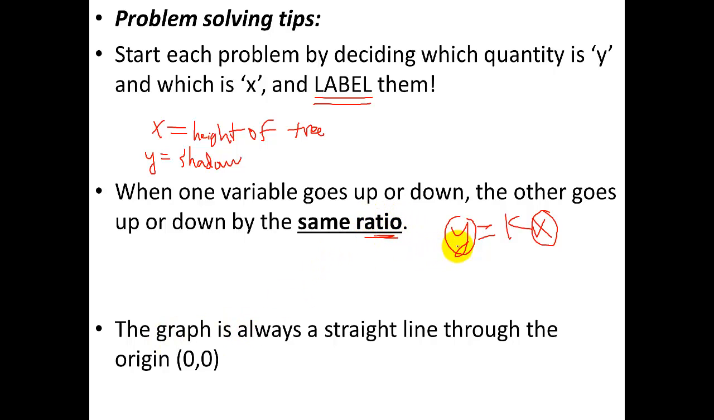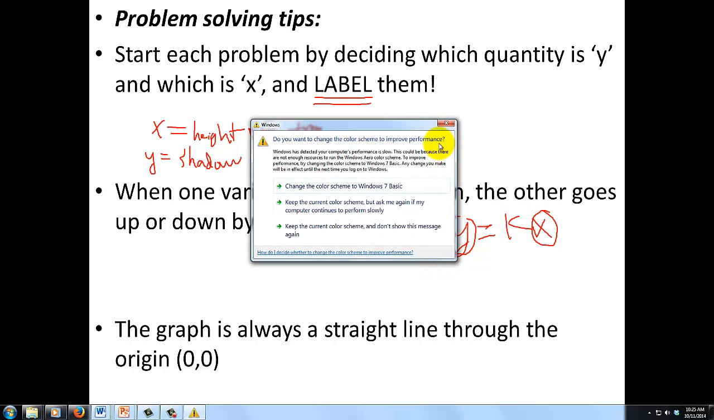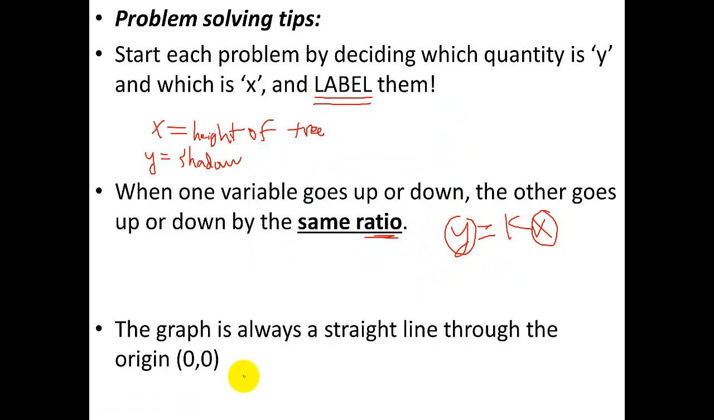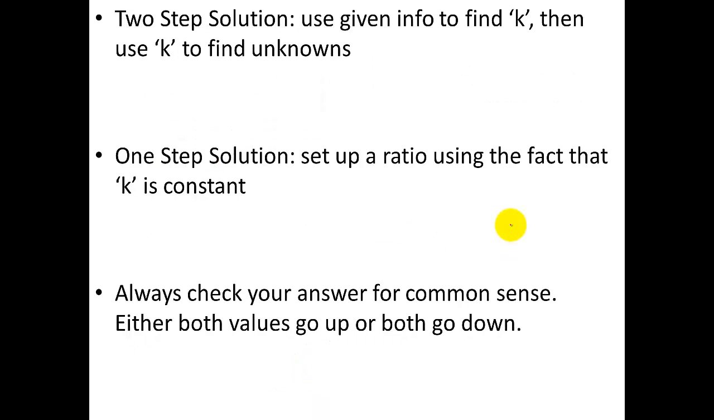Another property is if you were to graph a direct variation problem, y equals kx, it's always a straight line through the origin. So every graph goes through this point and will be a straight line. And again, I already said before, the slope of this line is going to be the constant of variation k. A few more problem-solving tips, and then we'll do the examples.